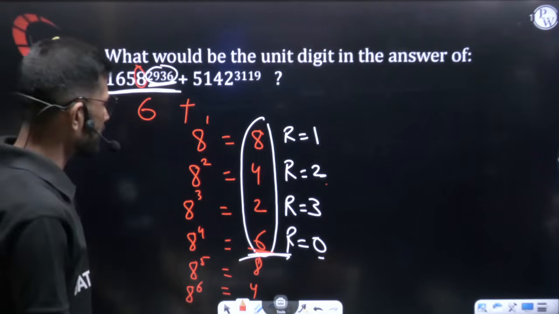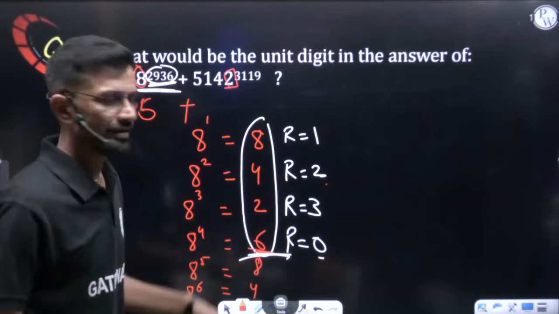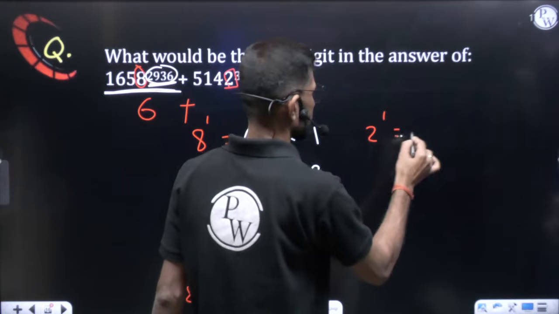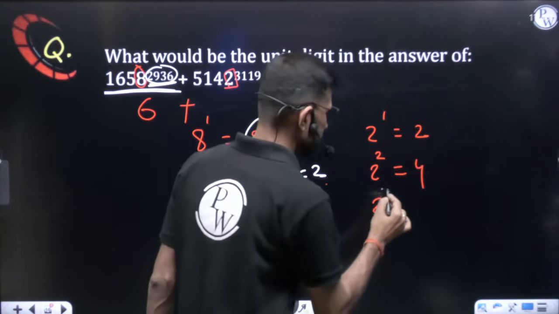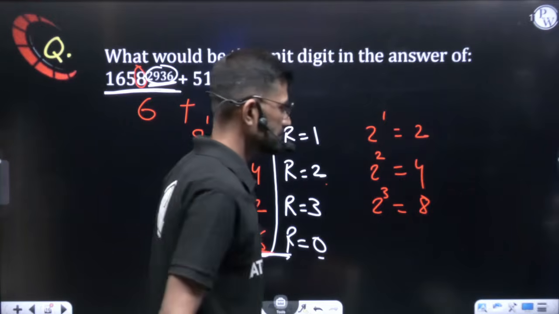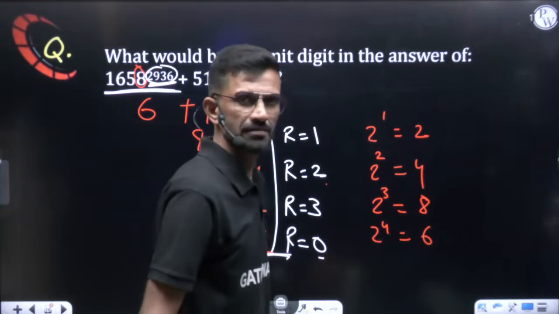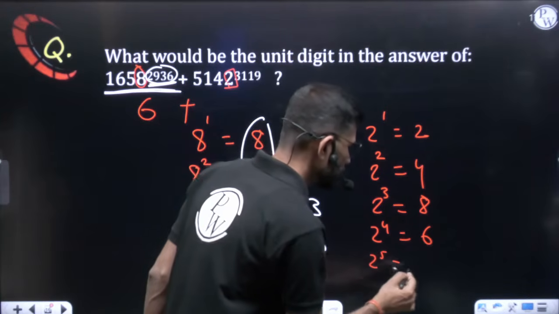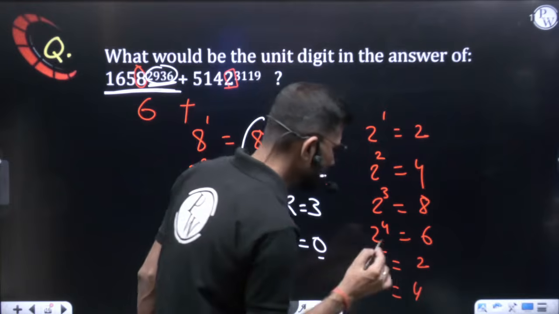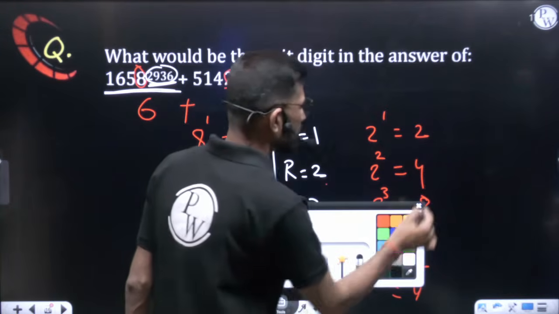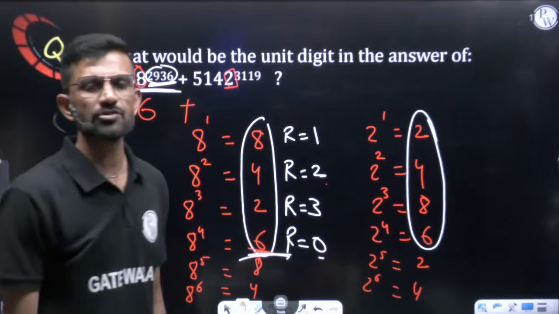Now here, whose power do we have to check? Here we have to check the power of 2. How does the power of 2 run? 2 power 1 is 2. 2 square is 4. 2 cube is 8. Am I right? 2 power 4 is 16, which means 6. 2 power 5 is 32, which means 2 in the unit digit. 2 power 6 is 64, which means again 4. Here again these 4 numbers keep repeating: 2486, 2486, 2486, 2486.